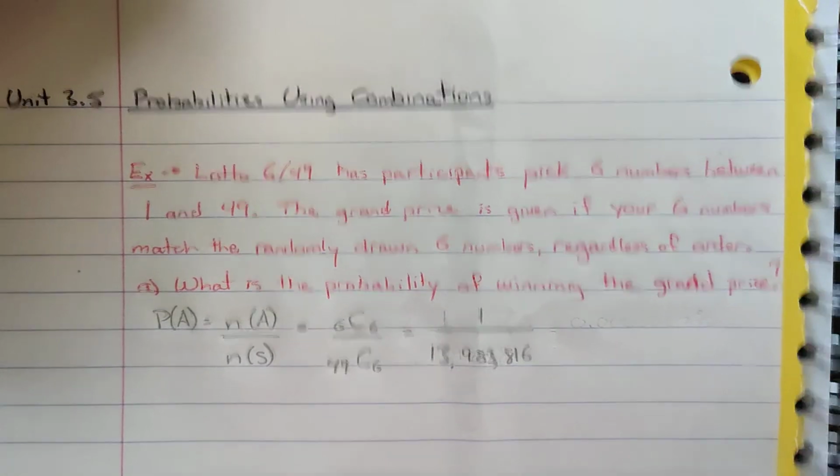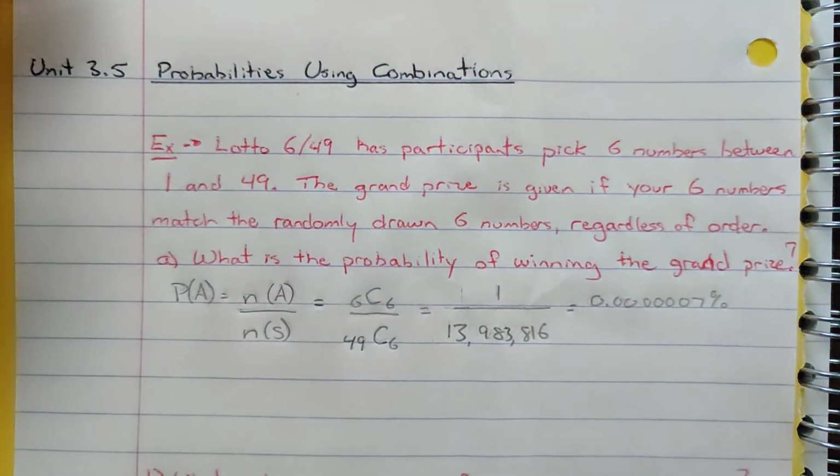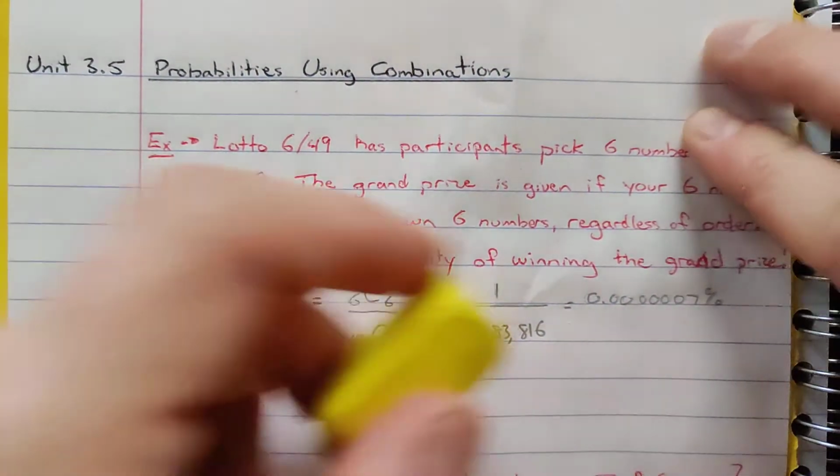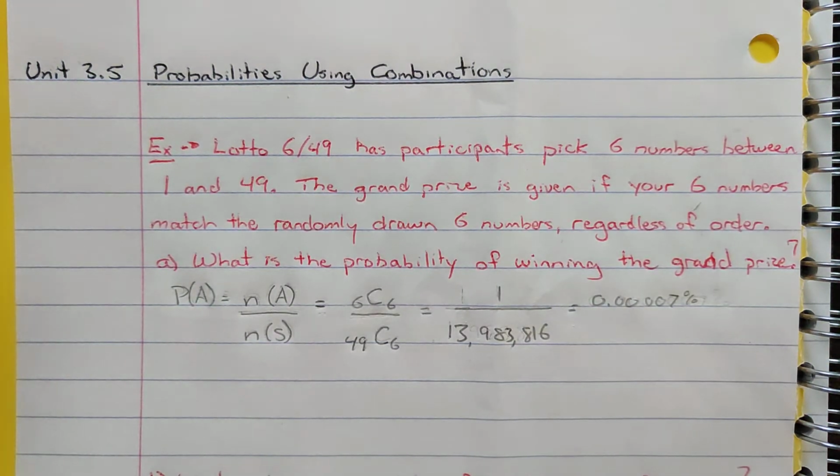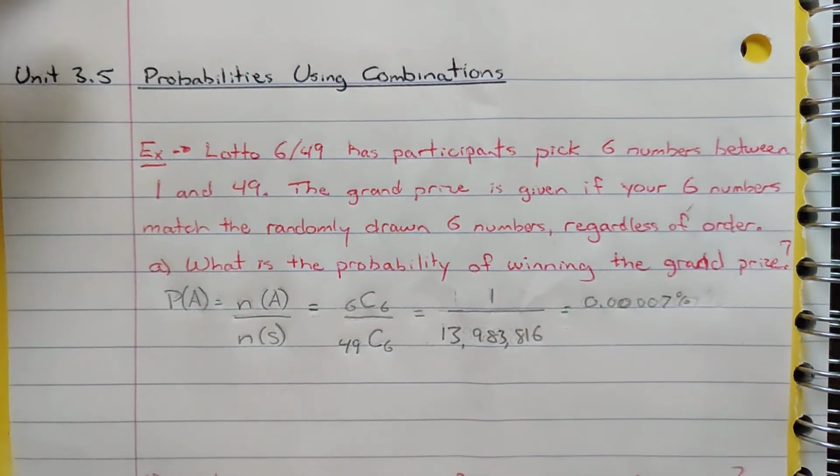So the odds of winning the lottery are pretty slim. Percentage-wise, it works out to approximately 0.00007. Or sorry, not percent, 0.00007 as a decimal. So pretty slim chances of winning the grand prize in terms of an individual ticket.